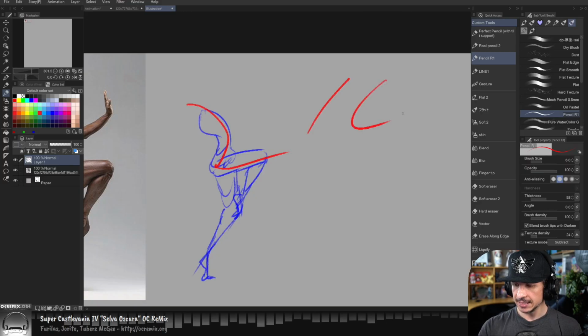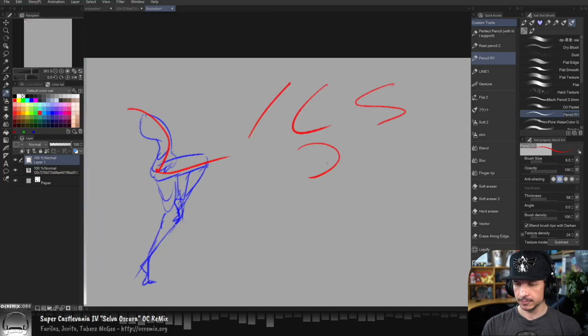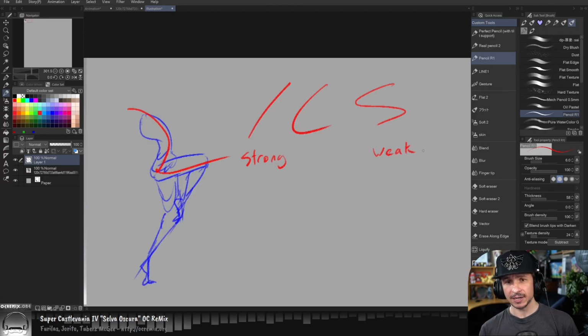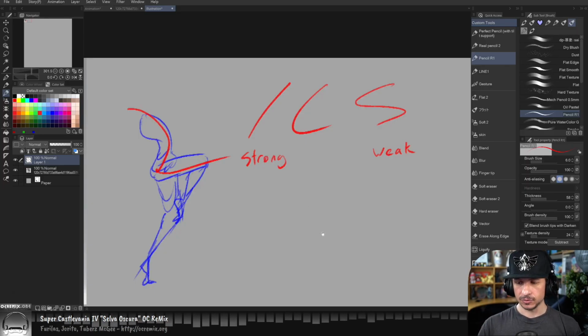Typically the line of action, you can break down into three categories: straights, Cs, so it's a C or a reverse C, or an S curve. And these go from strong, right here, to weak. The more curves, the more bends you have in a line of action, the weaker the pose will be. The straighter it is, the stronger the pose will be.